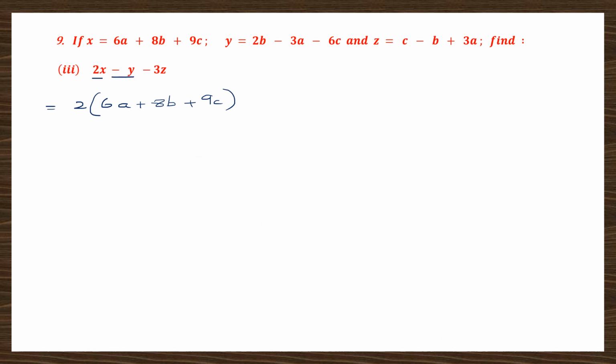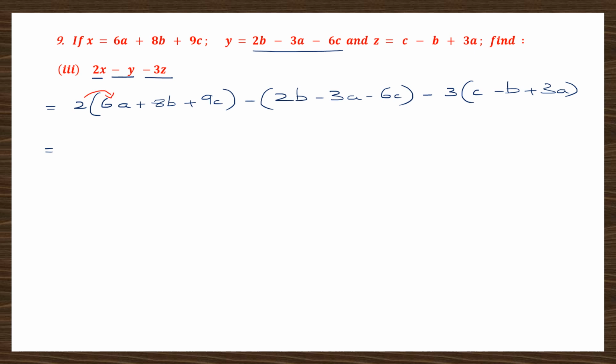Now minus y. So minus, and let's write the whole of y inside: 2b minus 3a minus 6c. Then minus 3z. So z is c minus b plus 3a. Now let's work out and open the brackets. When you have 2 into a polynomial, you have to multiply 2 into each term inside. So first it will be 2 into 6a. 2 sixes are 12. So that will be 12a.